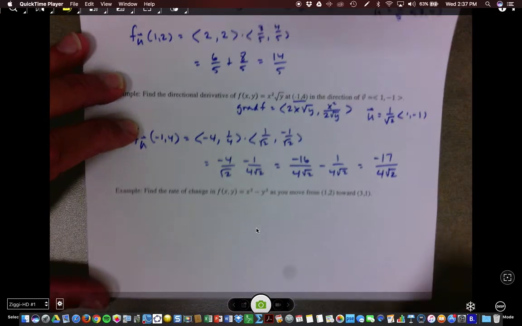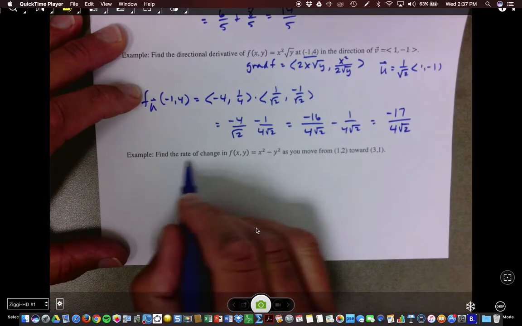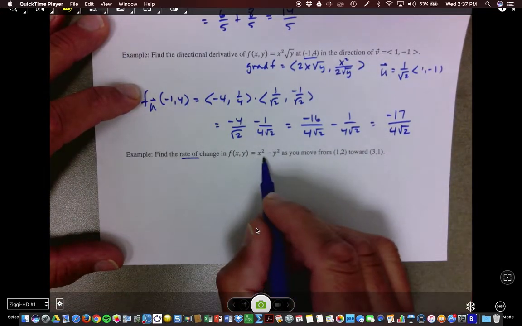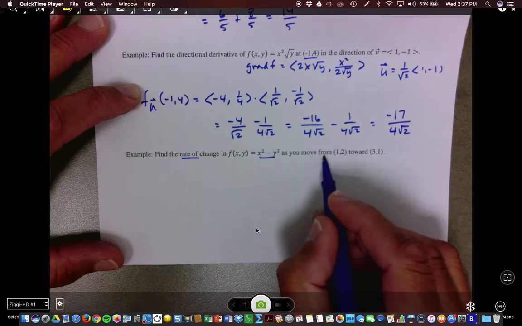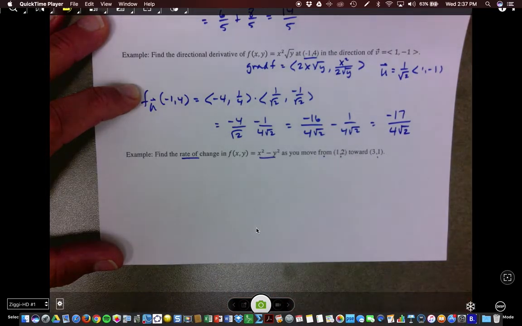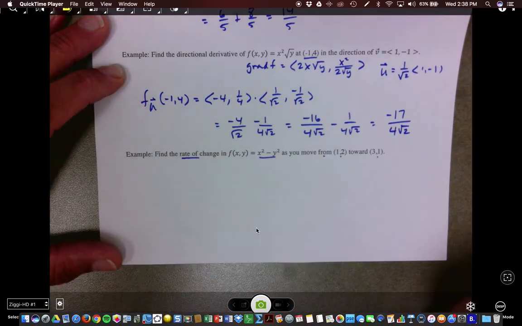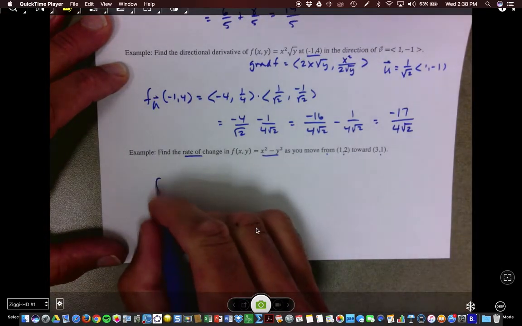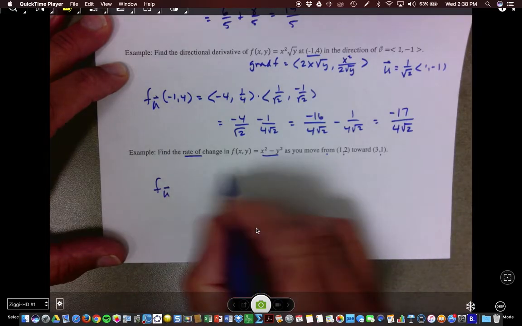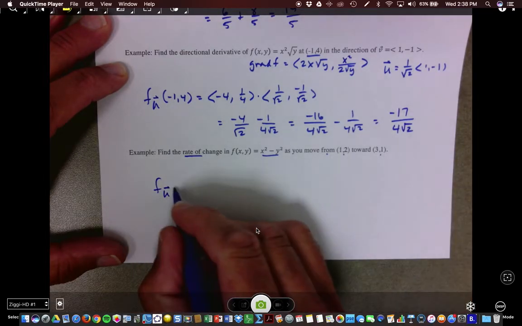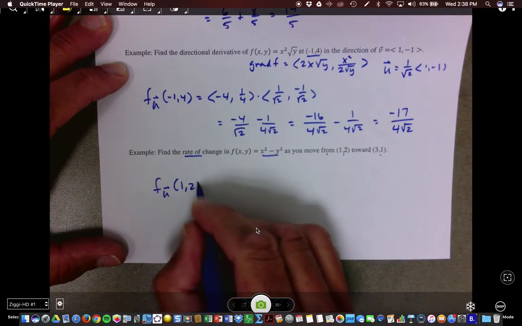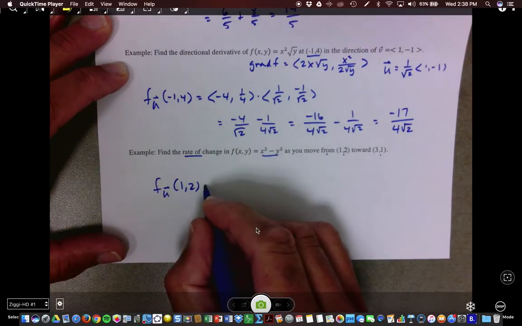homework and quizzes. All right, so next one is: find the rate of change of this function as you move from this point towards this point. All right, so this one's worded a little bit differently, but rate of change just means find the directional derivative. All right, and we're going to start at the point (1, 2), so we want to know what the directional derivative is at (1, 2).